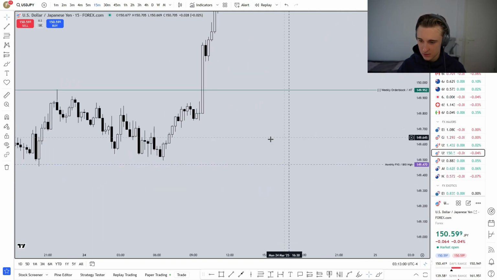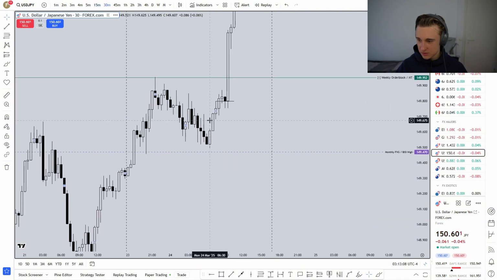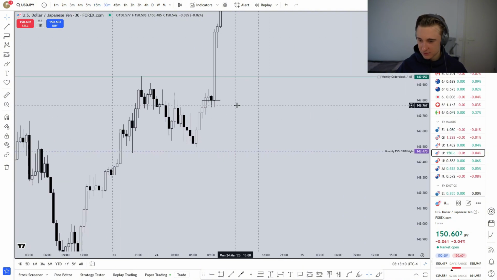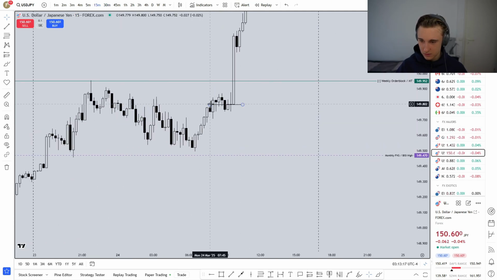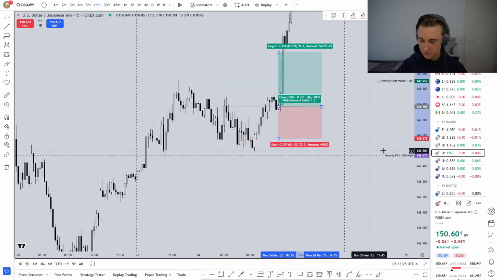And this was basically a nice entry right here. We went to the fair value gap, we had this order block, and then at the news, the market completely traded higher. Very, very nice. And this is actually also a breaker block. So right here, breaker. And this would also have been a nice trade actually.